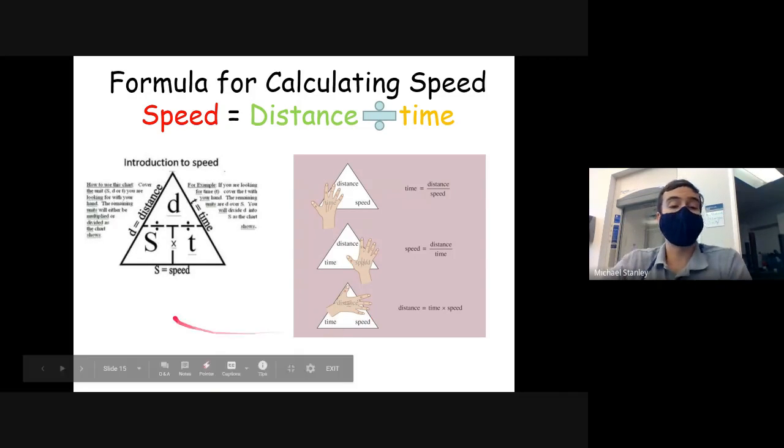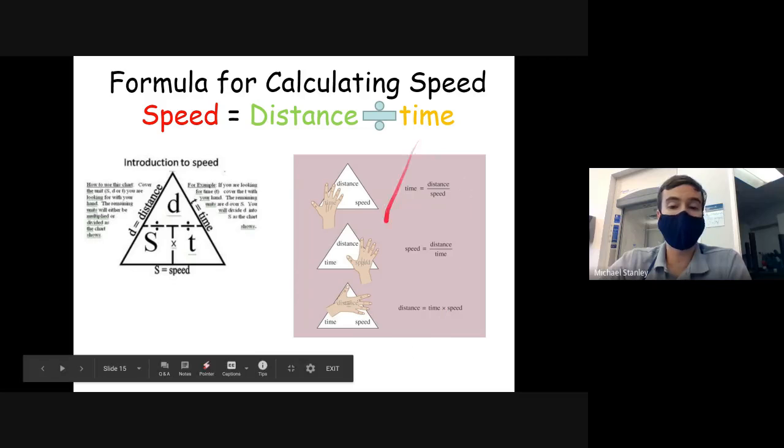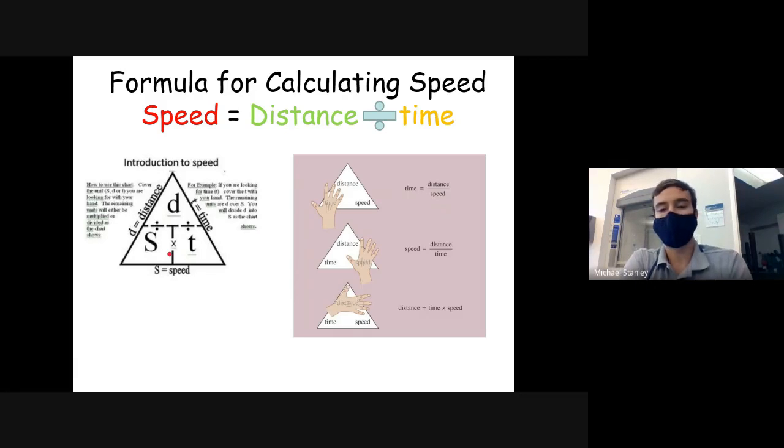So some people like having it there, some people don't. I just like to introduce it to you guys just in case that you find it helpful. Instead of having to remember 3 different formulas, if you can remember this one triangle and how to use it, then that's all that you need.